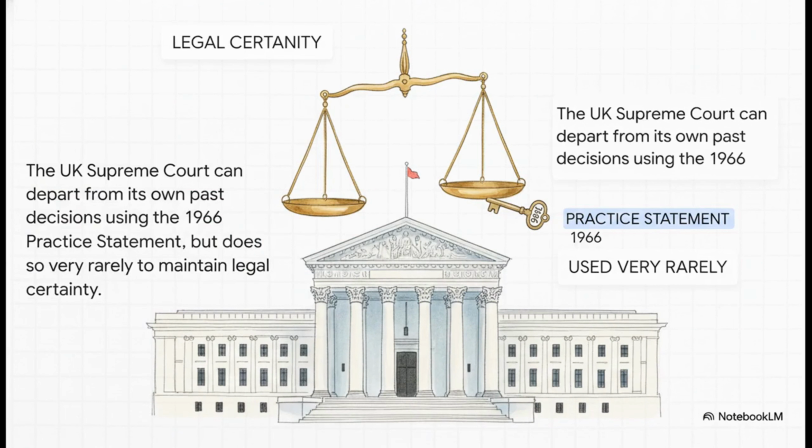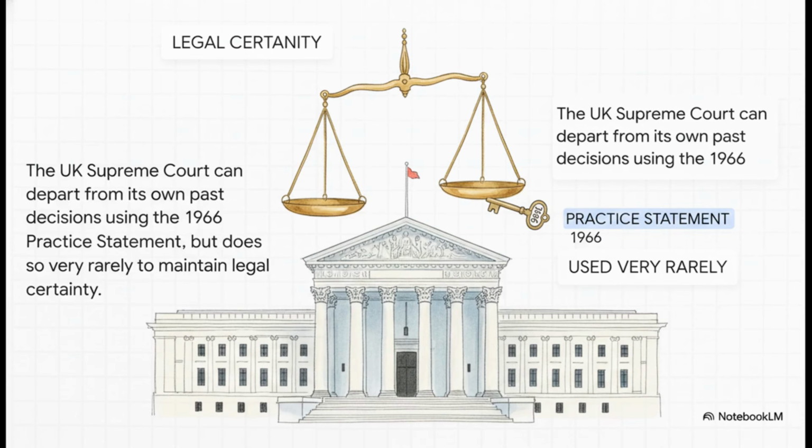And what about the very top court? Can the Supreme Court ever change its mind? Yes, it can. There's something called the Practice Statement from 1966 that gives it the special power to depart from its own previous decisions when it appears right to do so. But this power is used so rarely. Why? Because legal certainty is king. If the highest court in the land was changing its mind all the time, nobody would have a clue what the law actually is.